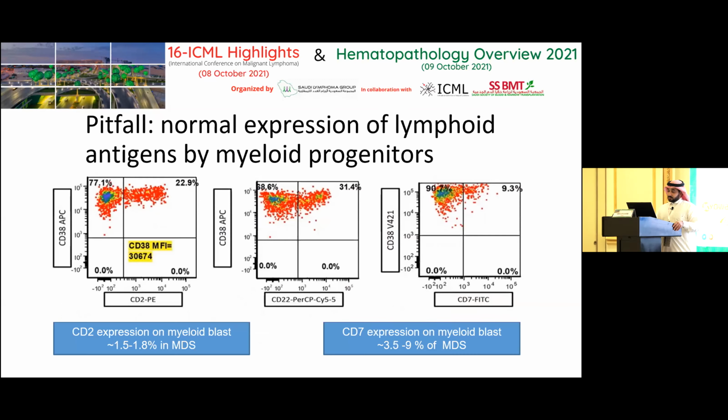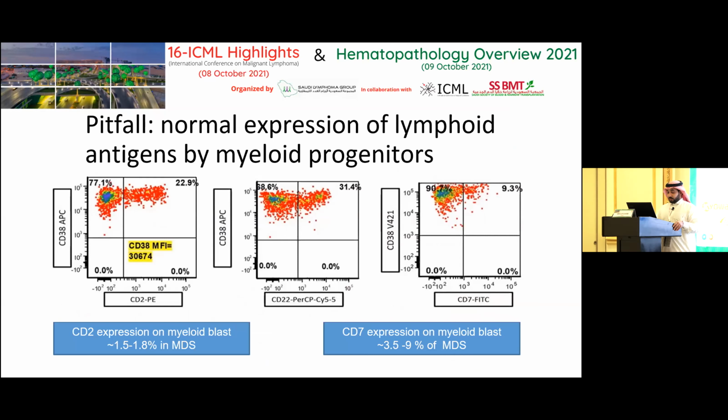You also have to take into consideration that there is some normal expression of lymphoid antigens by myeloid progenitors, like CD20 expression in myeloid blasts up to 1.8%, like in MDS cases, and also CD7 expression in about 9% of MDS.